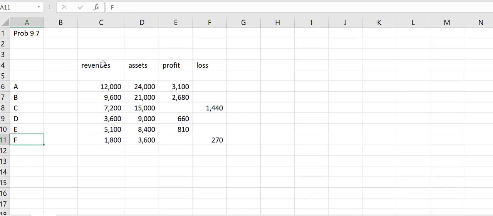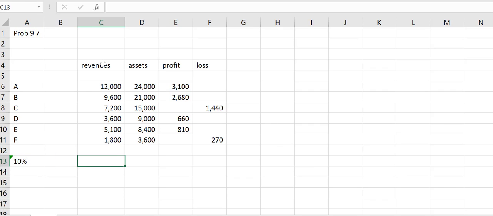So we had A, B, C, D, E, and F are different segments of a company. The company has divided up their revenues for each segment, their assets for each segment, and their profit and loss, and all I've done is separated this into two columns, the profit and the loss. So generally the thing to remember is this is a 10% test.